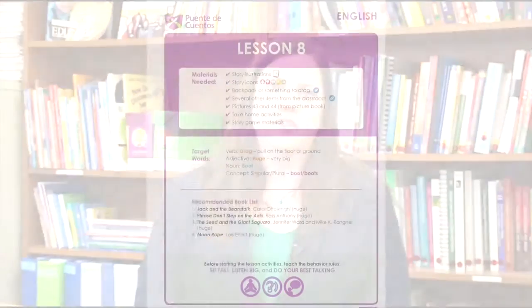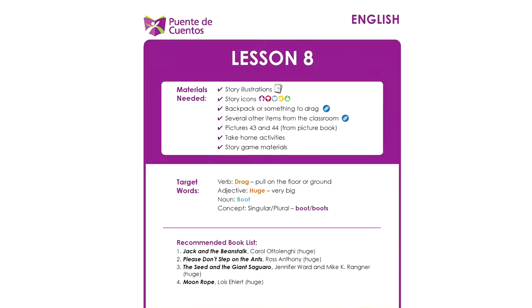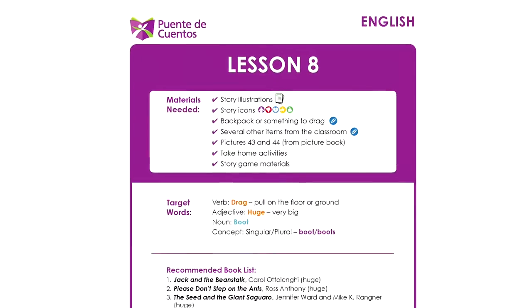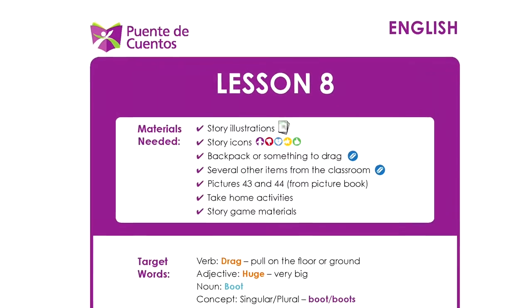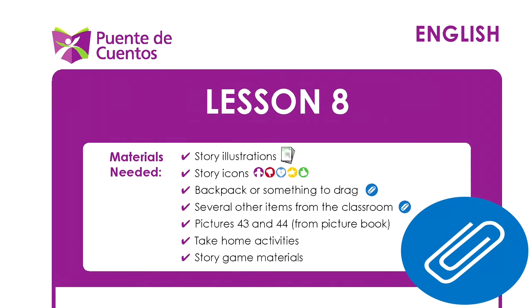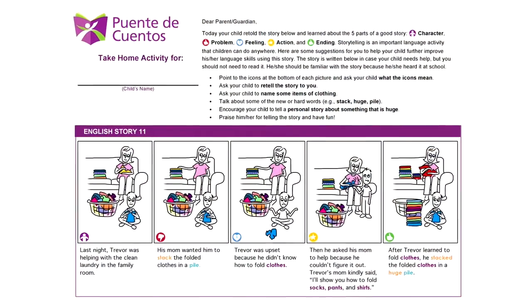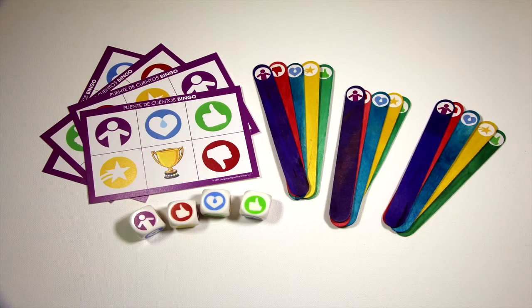This is the lesson cover page. It will help you prepare the materials and get a quick overview of the words and concepts that will be taught in that lesson. Start by getting the correct illustrations and the icons. Remember to look for this blue materials icon because that means you will need to gather some materials from the classroom. You will need at least one picture from the picture book, so it might be helpful to find the one you need. Make sure you have the take-home activities ready to give to the children at the end of the lesson. The kids like their homework. And finally, make sure you've chosen a set of game materials to use during activity 5.